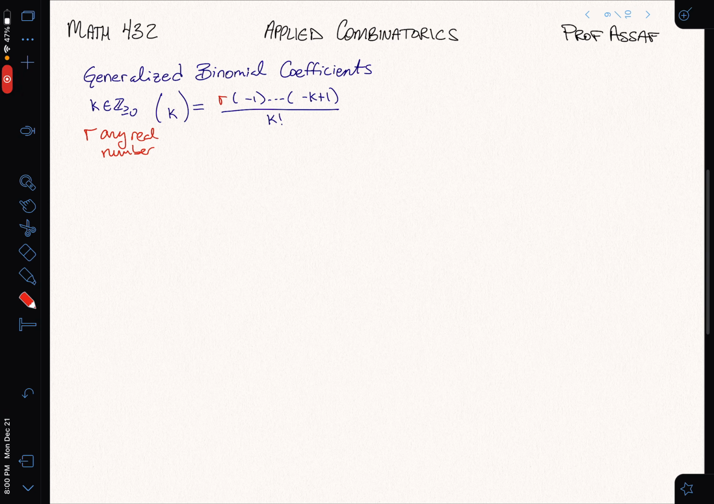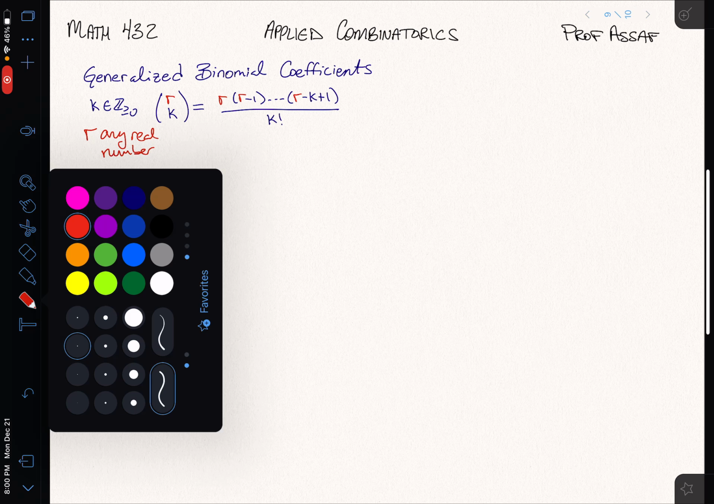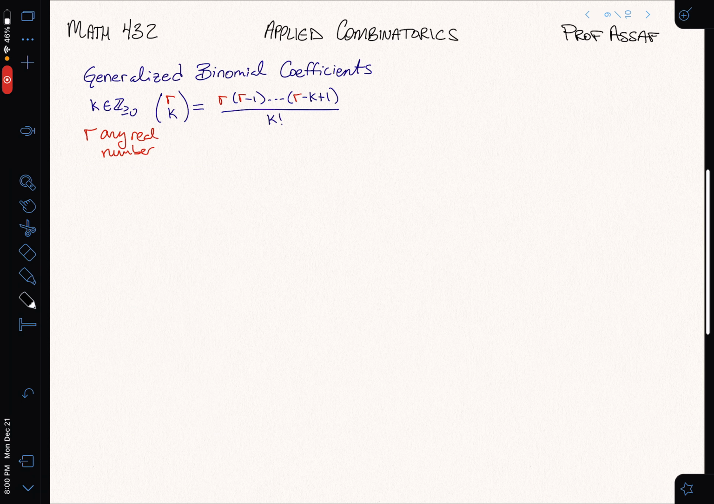That we get r times r minus 1, up to r minus k plus 1. This still makes sense. r choose k makes sense. So if somebody asks you what's pi choose 8, then you can make all kinds of jokes, but mathematically it still makes sense. So let's do some examples just to kind of ground this and to see why somebody might want to do this. Let's do negative 4 choose 3.